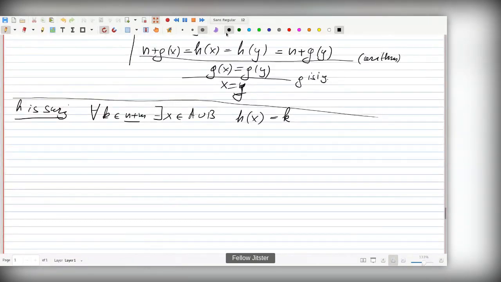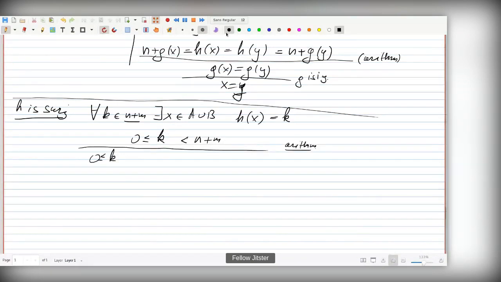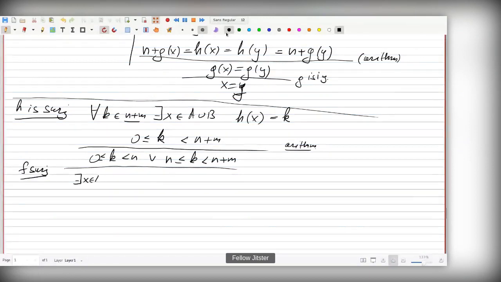What do we have about this k? You know, k is between 0 and n plus m. So by arithmetics, we have two cases. Either k is less than n, or k is greater or equal to n but still less than n plus m. We have two cases. For the first case, I can call surjectivity of f and obtain an element x in A such that f of x equals k.